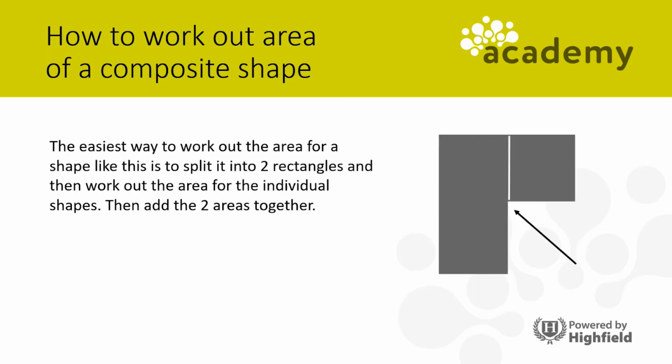Let's look at how to work out the area of a composite shape. The easiest way to work out the area for a shape like this is to split it into 2 rectangles and then work out the area for the individual shapes. And then at the end, add the 2 areas together.